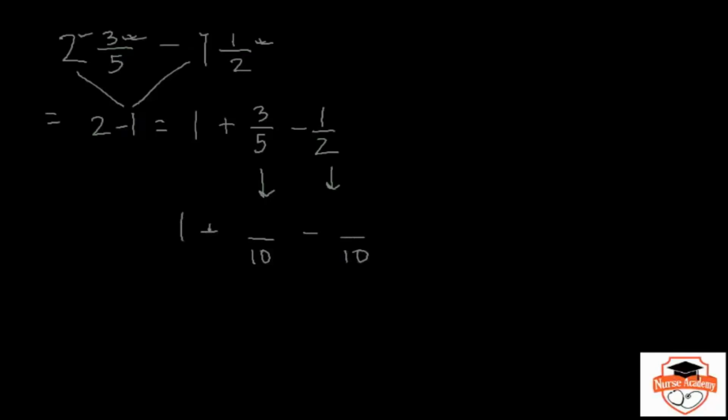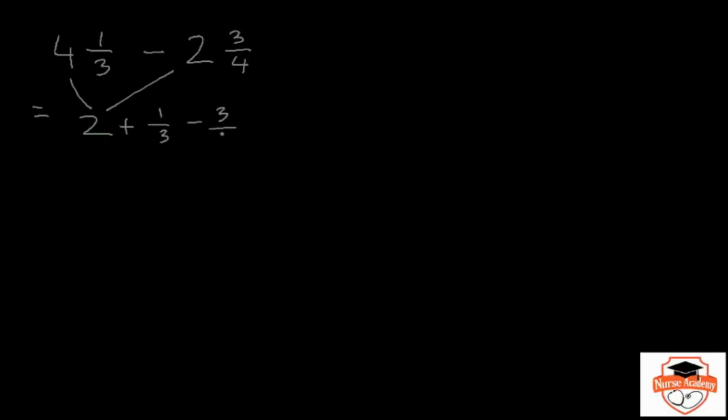We have 5 times 2 is 10, therefore multiply 3 with 2. You get a 6 on the top, 6 tenths, minus 2 times 5 is 10, 1 times 5 is 10. Therefore you have a 5 on the top. So we have 1 whole plus 6 minus 5 over 10, which is equal to 1 whole and 1/10. So 2 and 3/5 minus 1 and 1/2 gives you 1 and 1/10. Pretty simple, right? There's a little twist to the story.